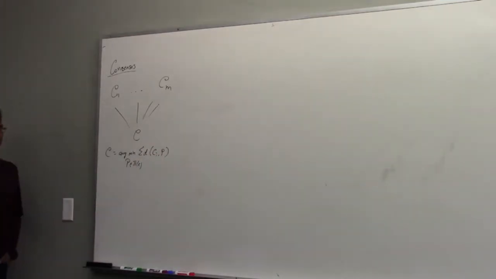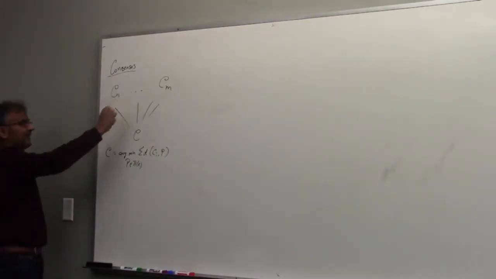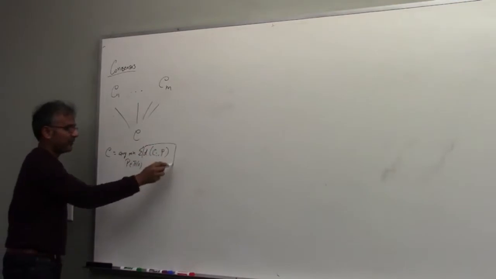Right? So you come up with some partition, you measure its distance to all of these things, add them up, and you find the thing that minimizes. It's like the one median. And so the problem of consensus then becomes the problem of, well, how do you define this distance? And then we talked about different ways of defining distances.